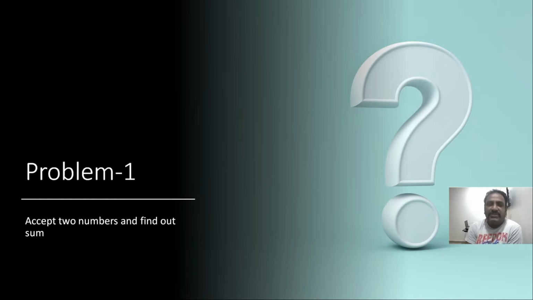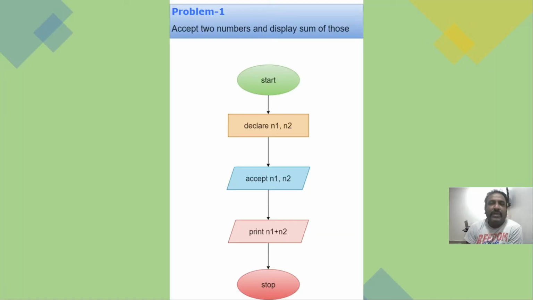Now come to the first problem, problem 1. Accept two numbers and display the sum of those. It's clear. This program requires only two variables. And while taking the variables, you can give proper names. For example, in this algorithm or flowchart, I can take the variable names as n1 and n2.